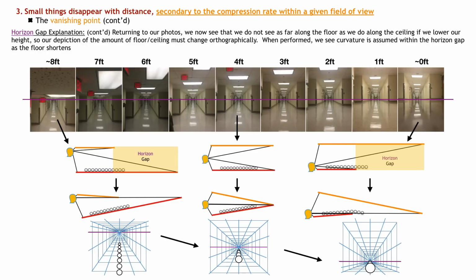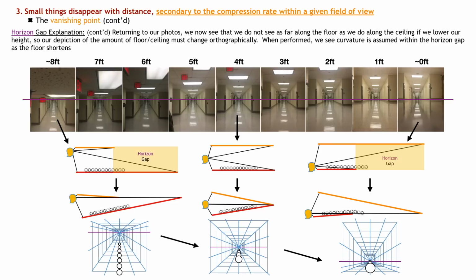So I'll try to diagram this a little bit differently for you. So returning to our photos, we now see that we do not see as far along the floor as we do along the ceiling if we lower our eye height. So our depiction of the amount of floor or ceiling must change orthographically. So I can't just have a single point now when I change to the side view.